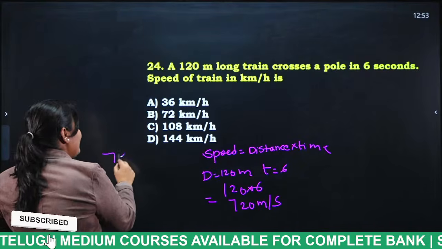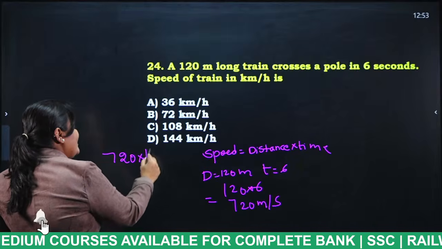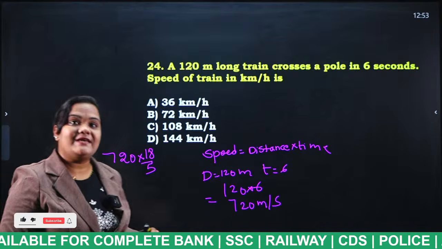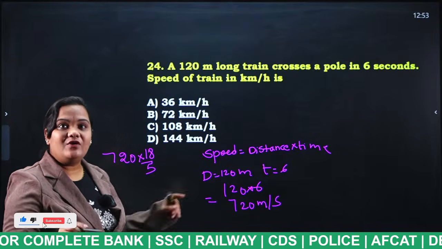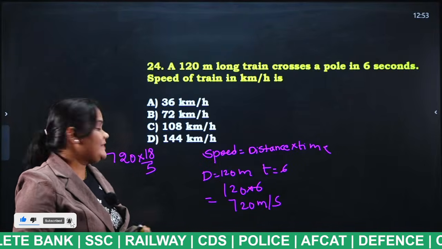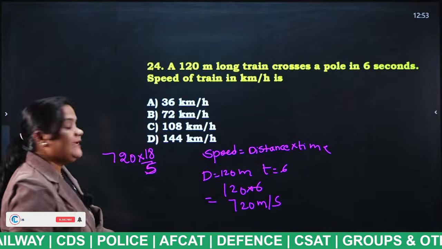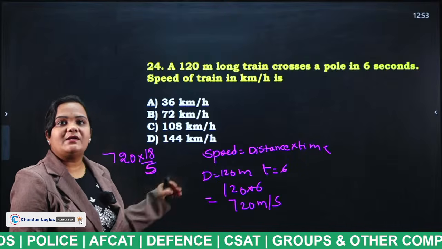Now we have to convert this meters per second into kilometers per hour. How will you convert, students? 720 into 18 by 5. Now solve it. Very good. Now try to solve it and tell me the answer for this question. 720 into 18 by 5. What is going to be the answer?